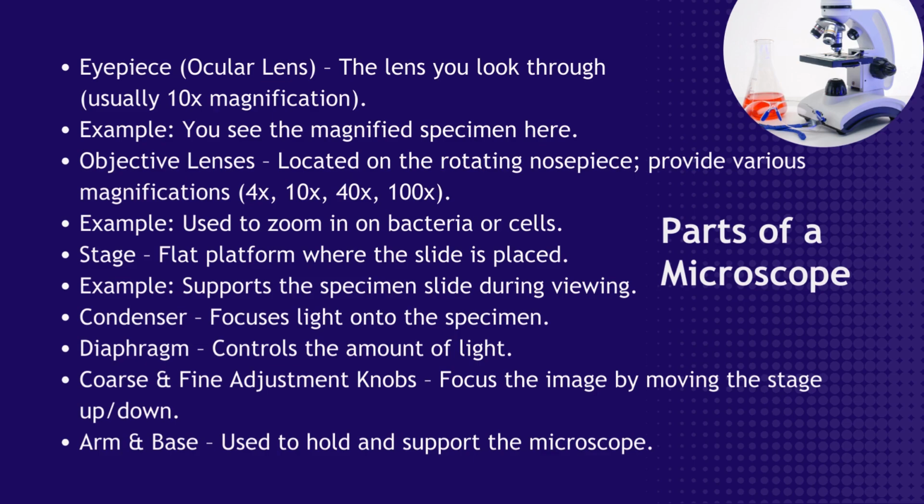Stage, flat platform where the slide is placed. Example, supports the specimen slide during viewing. Condenser, focuses light onto the specimen. Diaphragm, controls the amount of light. Coarse and fine adjustment knobs, focus the image by moving the stage up and down. Arm and base, used to hold and support the microscope.